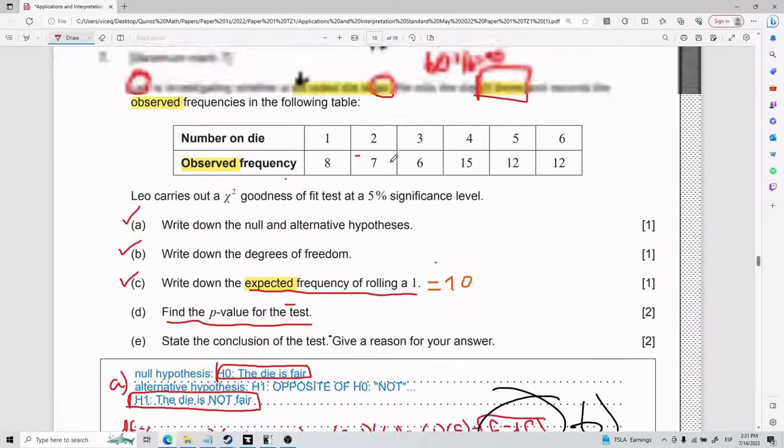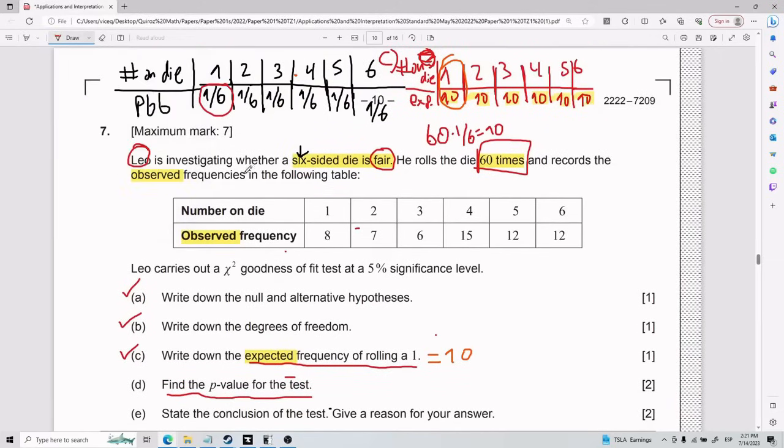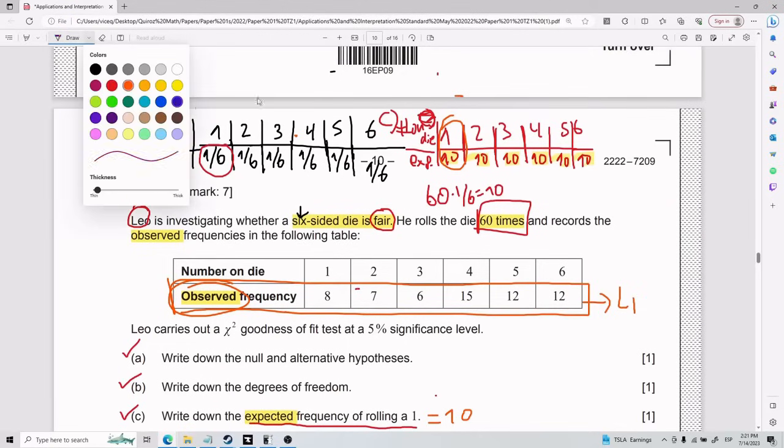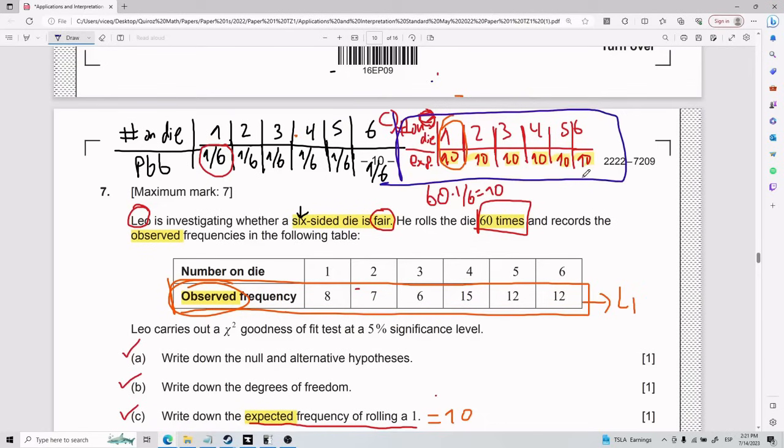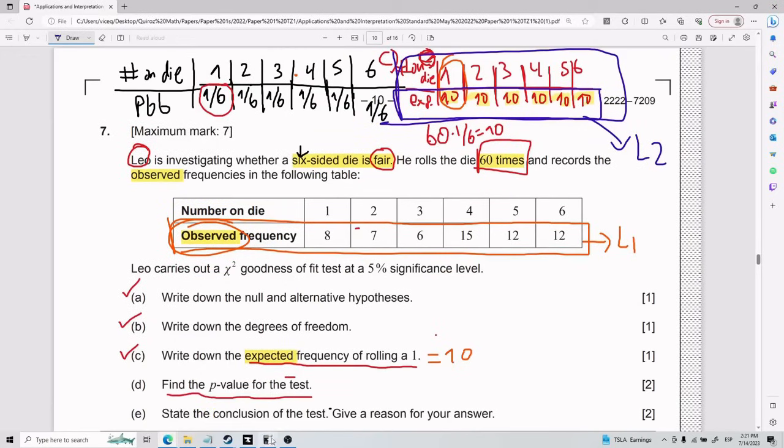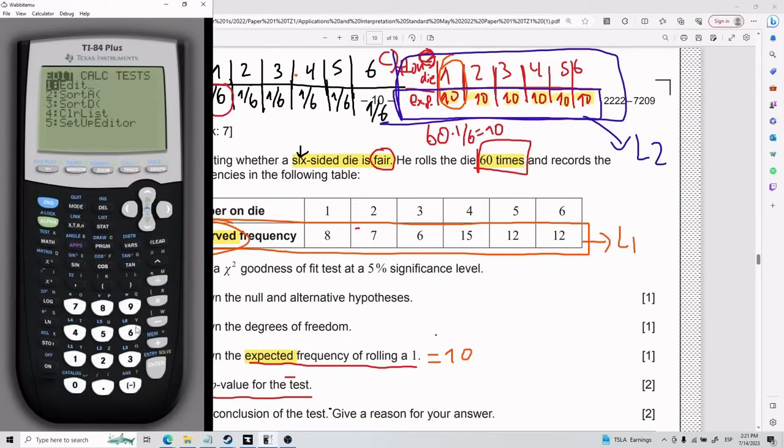Here is my observed list, so this is going to be L1. And up here from part C is my expected one. That is going to be my expected list, the one on the bottom, the one that is a bunch of 10s. So I'm going to put that in my calculator. Stat, edit. I erase my old lists, so I clear it up here. I clear it up here.